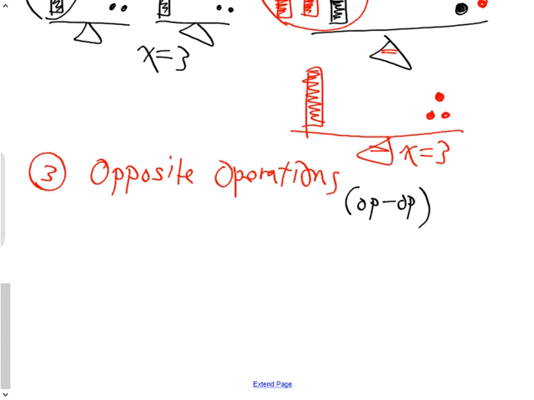And solving an equation with opposite operations and solving it with modeling is exactly the same thing. There's no difference. The only difference between solving it with opposite operations is I don't use pictures to represent what I'm doing to both sides.